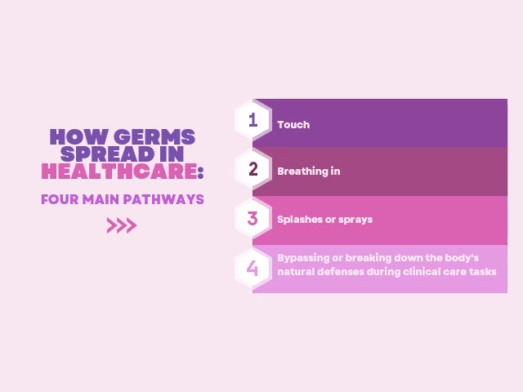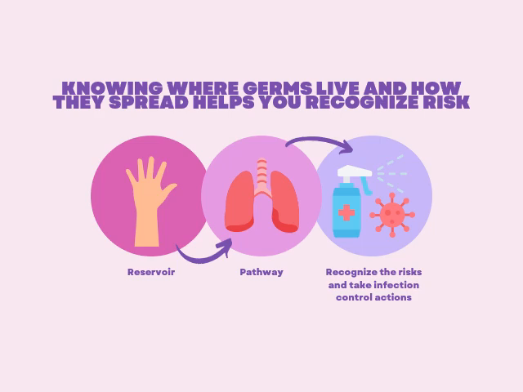And the last common pathway for germ spread in healthcare is through clinical care tasks that bypass or break down the body's natural defenses, like when a patient's skin has to be broken to insert an IV. That creates a pathway for germs to enter the patient's body. Infection control actions at any one of these key points we just discussed can stop germs from spreading and causing infection. To make decisions about infection control, it's important to think about where the germs are, which reservoir or reservoirs you are dealing with, and how the germs might get somewhere else, the pathway. Then you can recognize the risk for germ spread to happen and do something about it.